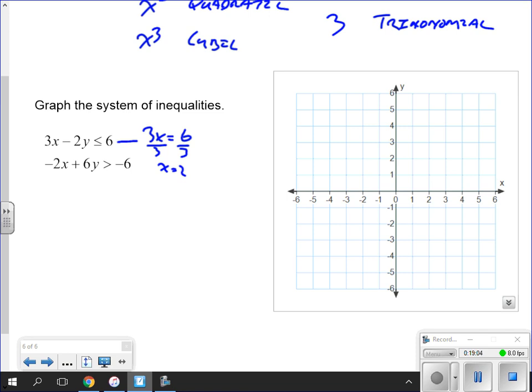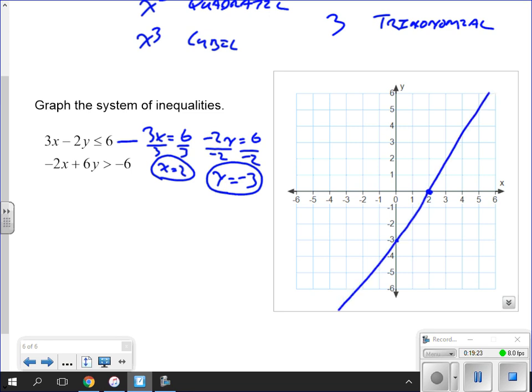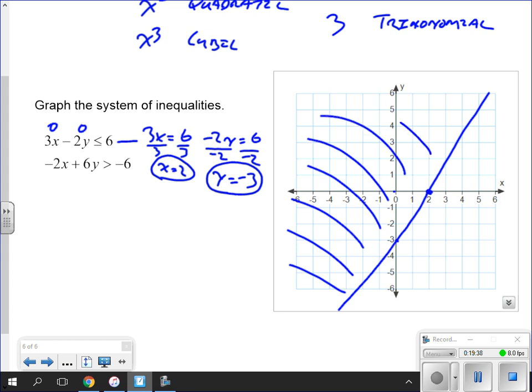Cover up the x, we get negative 2y equals 6, divide by negative 2, and we get y is equal to negative 3. This is our x-intercept for the first one, 2. This is the y-intercept for the first one, negative 3. And our line, in this case, it's a solid line, it goes through. We put in 0 for x and 0 for y, and we test. Is 0 minus 0 less than 6? Is 0 less than 6? Yes, it is. So the origin works. So I shade above the line.